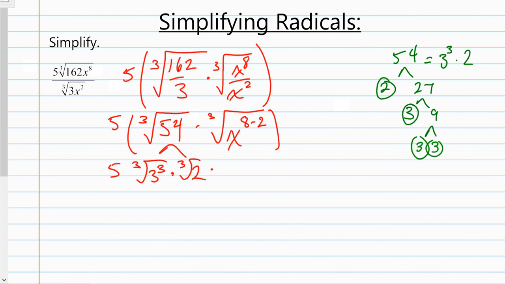And then I'm going to have a cube root of x to the 6th. When I simplify this, these two 3's will cancel. So I have a 5 times a 3 times the cube root of 2. And then the cube root of x to the 6th, I could think of it as x to the 6th over 3 if I'd like. And you guys might see that that automatically is an x to the 2nd power.